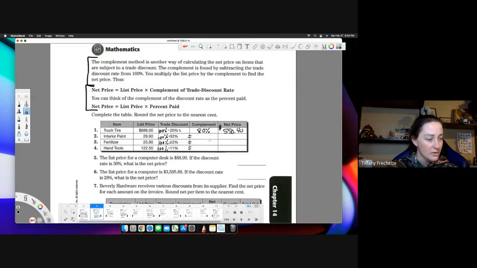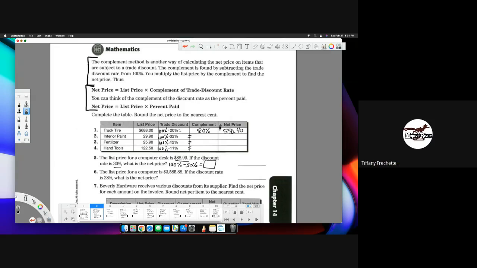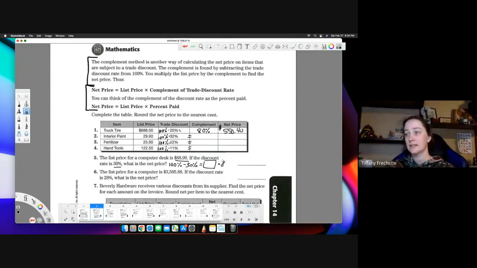All right, so looking at 5 and 6, we'll look at 7 in a minute, these two are exactly the same. They're just in word form. So the list price for a computer desk is $88.99. If the discount rate is 30%, what is the net price? So again, you're going to subtract from 100 to get your percent paid. And then you're going to multiply that by $88.99 to get your answer here. So same exact idea on number 6.